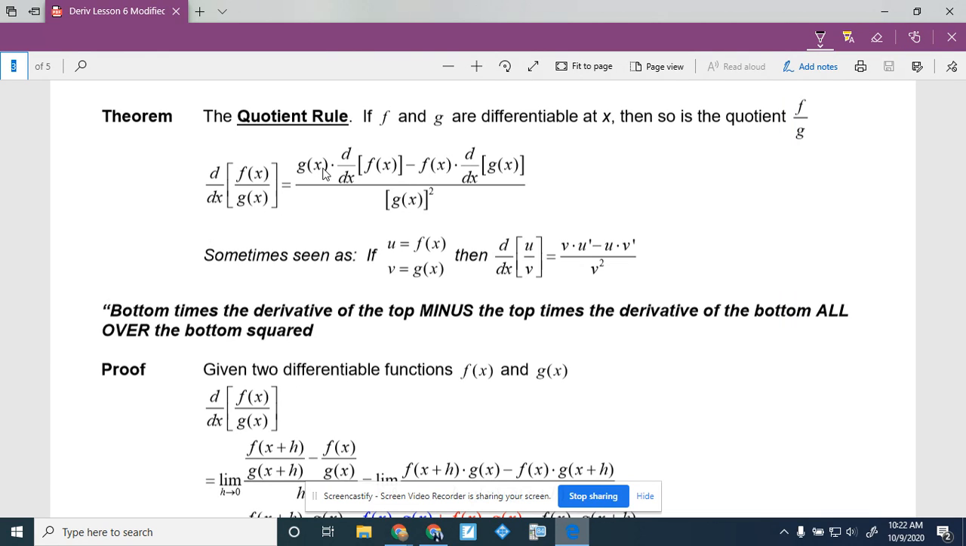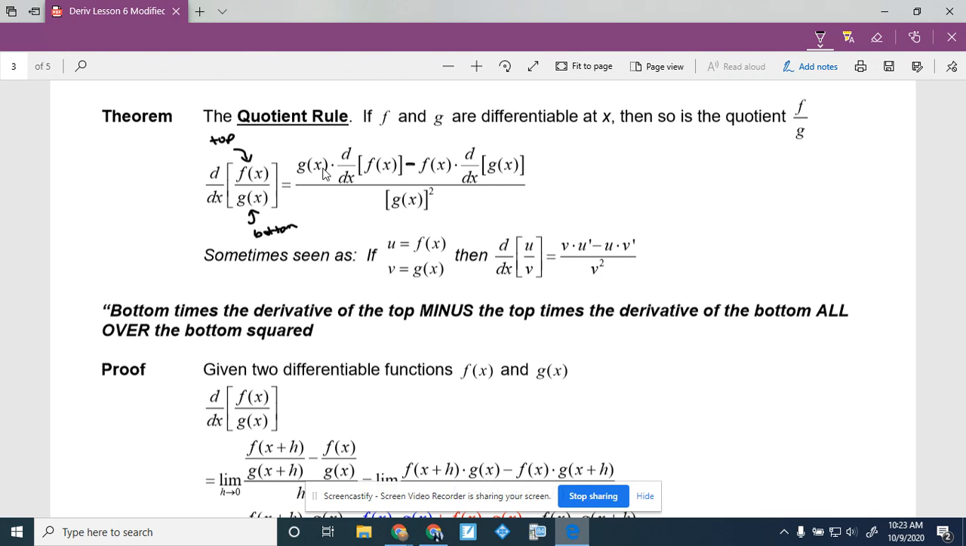The way I like to remember this is I think of the numerator as my top function and the denominator as my bottom function. So the way I remember this is bottom times the derivative of the top minus the top times the derivative of the bottom, all over the bottom squared. If you're doing the derivative with respect to x of u over v, some textbooks write it as v u prime minus u v prime over v squared. Again, it's the same thing, though. It's bottom times the derivative of the top minus top times the derivative of the bottom over the bottom squared.